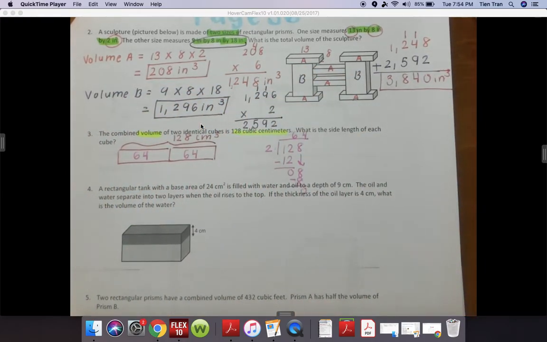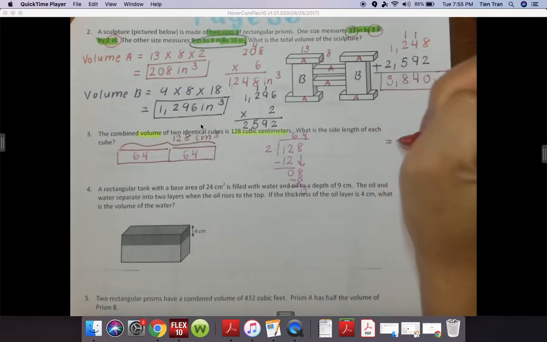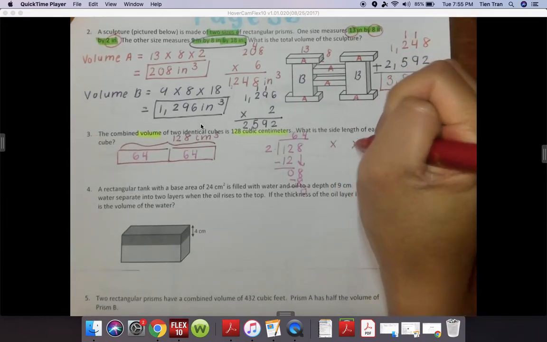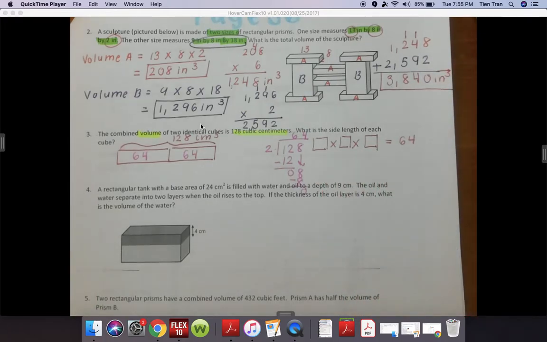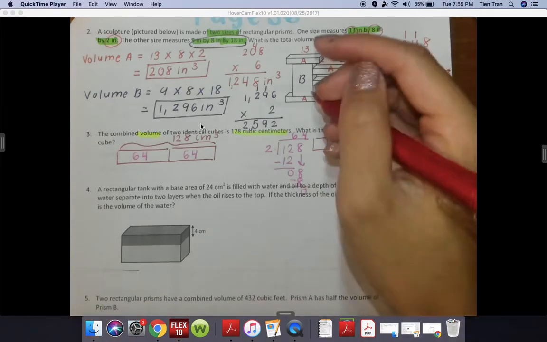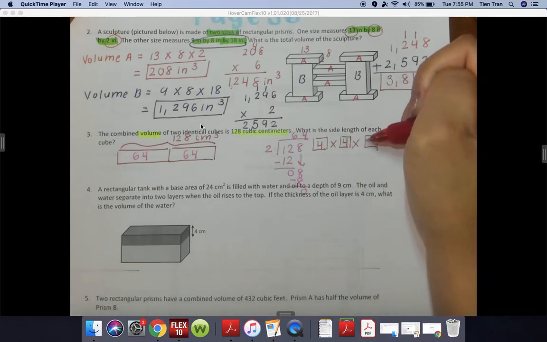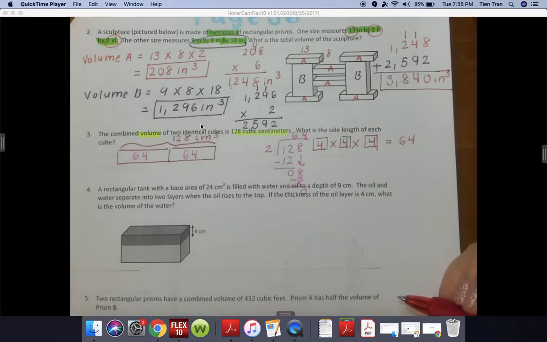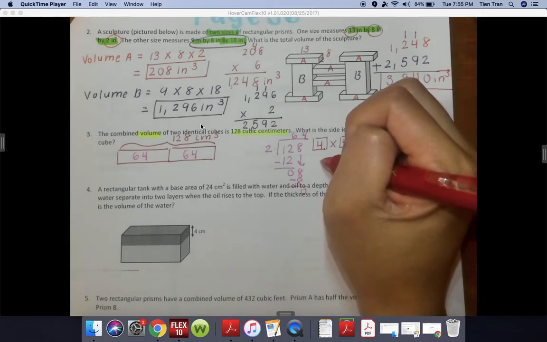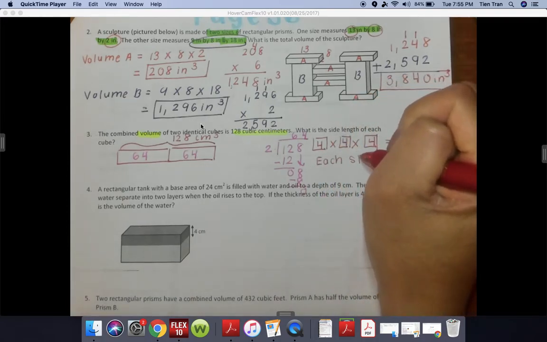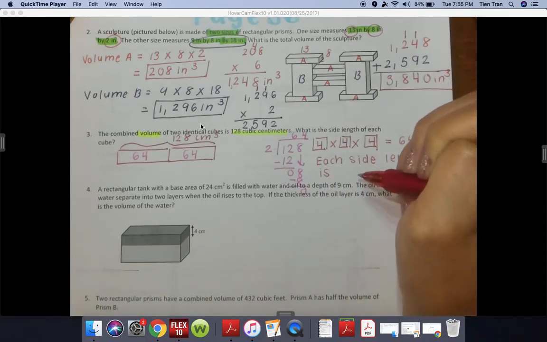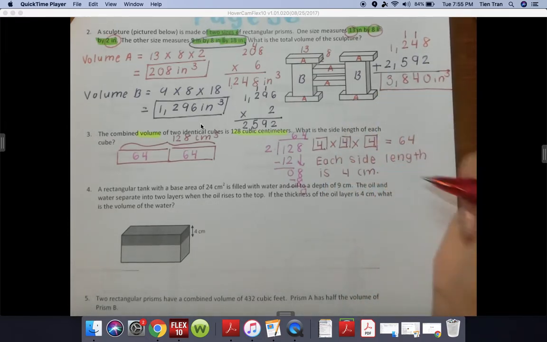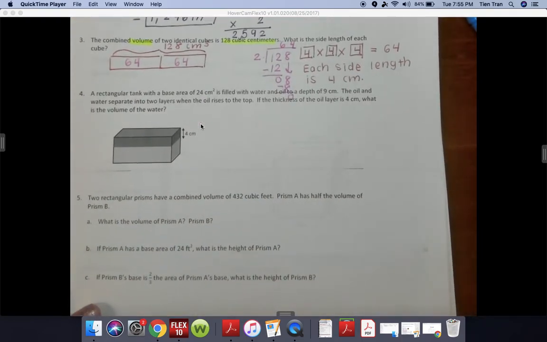And I know that I need to figure out what is a number that will give you 64 if I were to multiply a number times a number times a number. So length times width times height, what is going to give me 64? And what is going to give you 64 is actually 4 times 4. 4 times 4 is 16, and 16 times 4 is equal to 64. So each side length on each cube is 4 centimeters. So I'm going to write down each side's length is 4 centimeters. Okay? Now, I'm going to move on to problem 4.